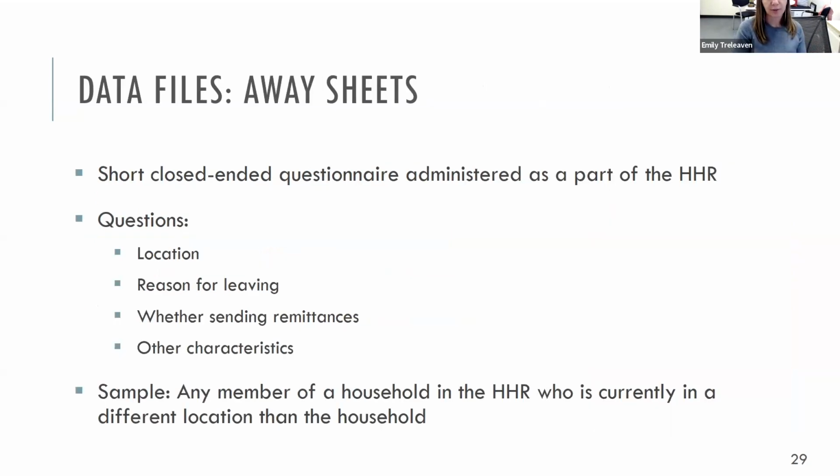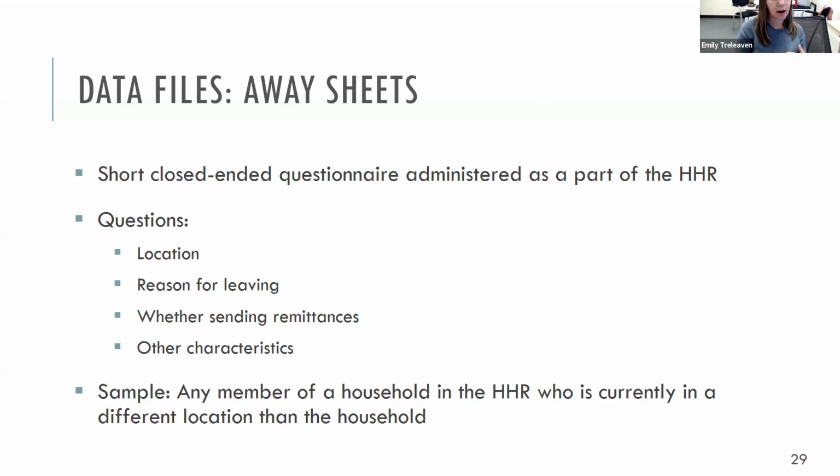The away sheet is a brief questionnaire that's administered as a part of the household registry. So if a household registry respondent reports that a member of that household is away, so away from where the household is currently located or at a different location than the household, then they are administered the short closed-ended questionnaire. It includes questions on where that household member is, what's their current location, what was the reason that they left the household, whether they're sending remittances, and a few other characteristics.